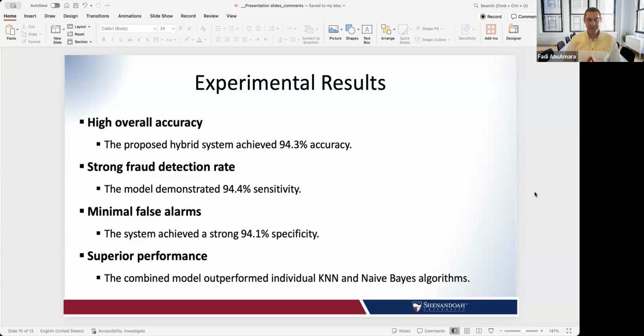Also, the system achieved 94.1% specificity. This means that legitimate transactions are rarely flagged incorrectly. This ensures smooth e-commerce operations. So, in summary, the combined model significantly outperformed the individual KNN and naive Bayes algorithms.